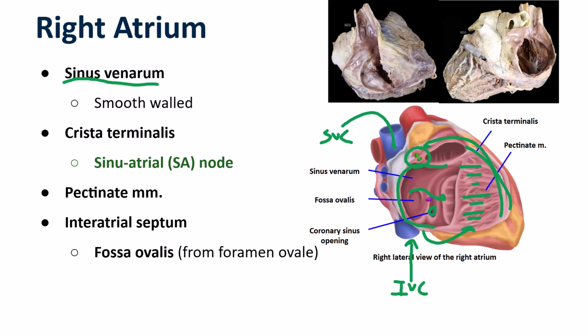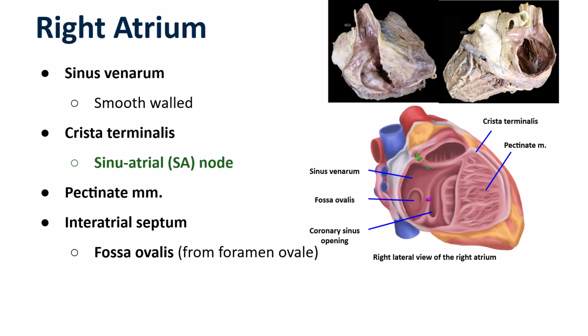Now, this region is called the sinoatrial or SA node. You may also hear it referred to as the sinuatrial node. A rose by any other name would still smell as sweet. This is the pacemaker region for the heart, and it is upon this region that the extrinsic cardiac plexuses, those autonomic plexuses, will work to help regulate heart rate.